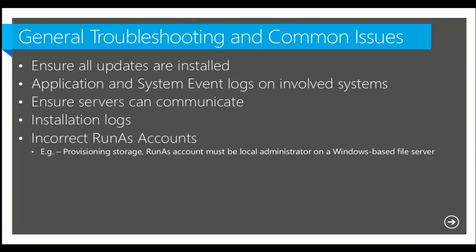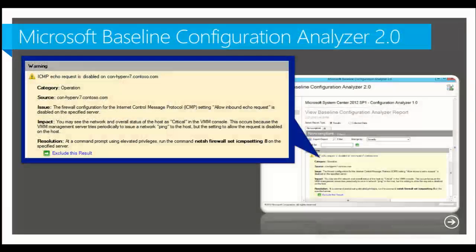Another common issue that people have is make sure you have the right run-as accounts. For instance, when you're provisioning storage for certain scenarios, you've got to have the run-as account as local administrator. Now, VMM will give you an error that, hey, you don't have permission, but a lot of times people are running through and miss some of those errors. So pay attention to what VMM is showing you. Really high-level stuff, but you just got to get that out of the way.